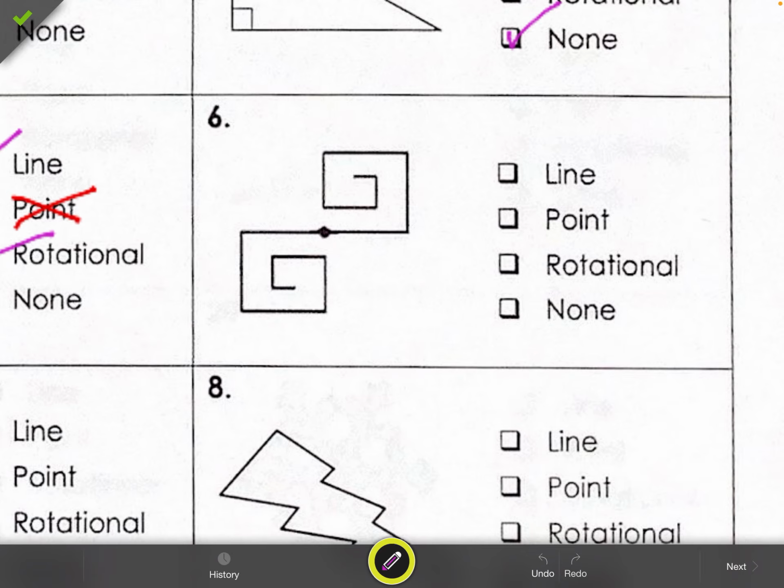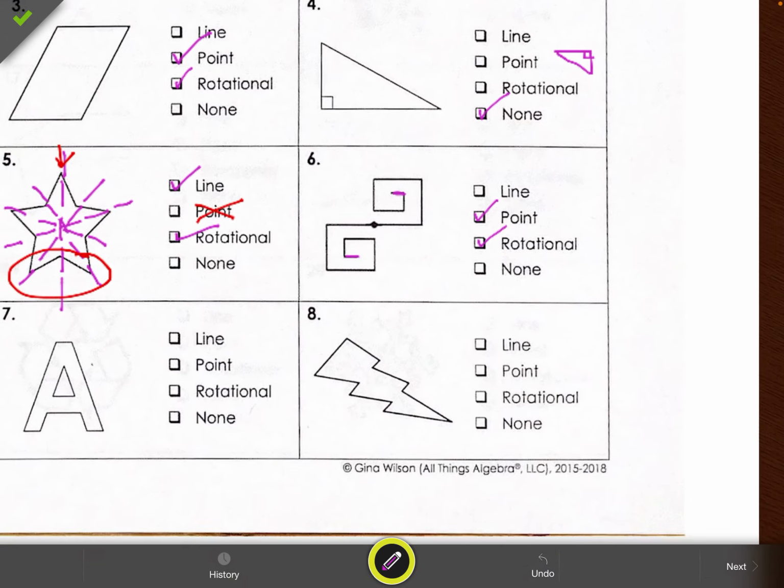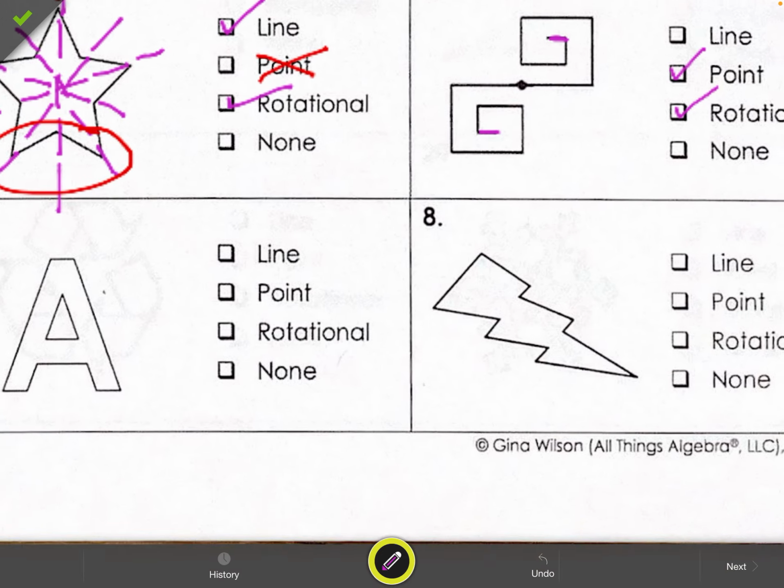You have to pay attention to all of the little pieces. Like these pieces, you got to make sure they're in the same spot. Everything has to match up exactly with the original. Now, we already said if it has point, then it automatically has rotational because you just turned it 180 degrees, which is less than 360. And so, yes, it has rotational.